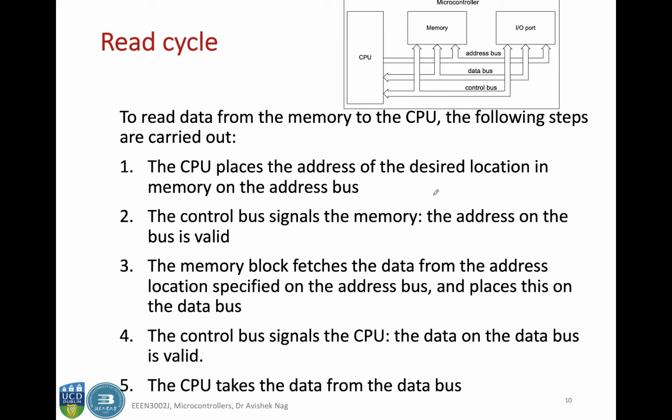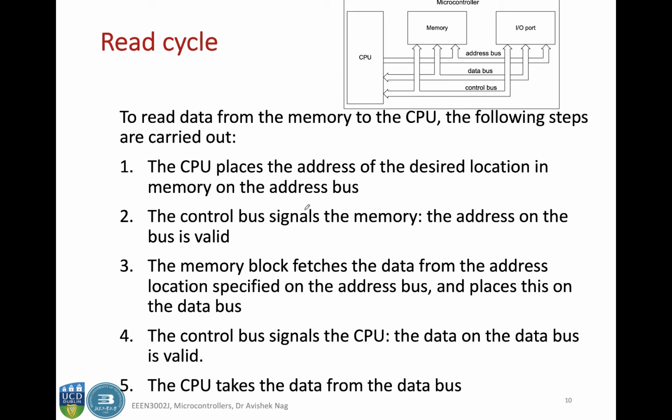So let's go through the different steps of the read cycle. So when your CPU is trying to read some data from the memory, the first step is that the CPU places the address of the desired location in memory on the address bus. So where you are going to read the data from should be put in the address bus. Then the control bus signals the memory the address on the bus is valid. So that's the function of the control bus you just saw.